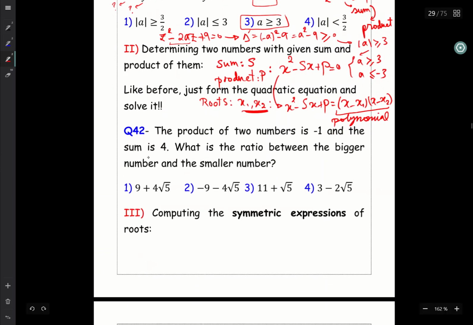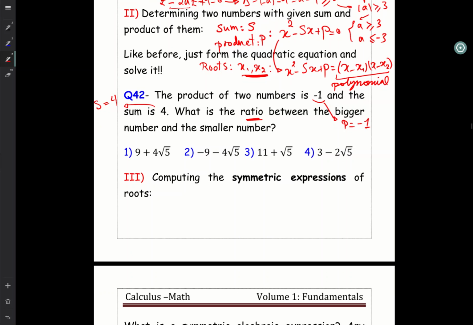Question 42. The product of two numbers is minus 1, therefore p is minus 1. And the sum is 4, therefore s is 4. What is the ratio between the bigger number and the smaller number? So we form our quadratic equation, x squared minus 4x plus minus 1 equals 0. We are looking for x1 over x2, and this ratio should be greater than 1 because we're assuming that x1 is greater than x2.